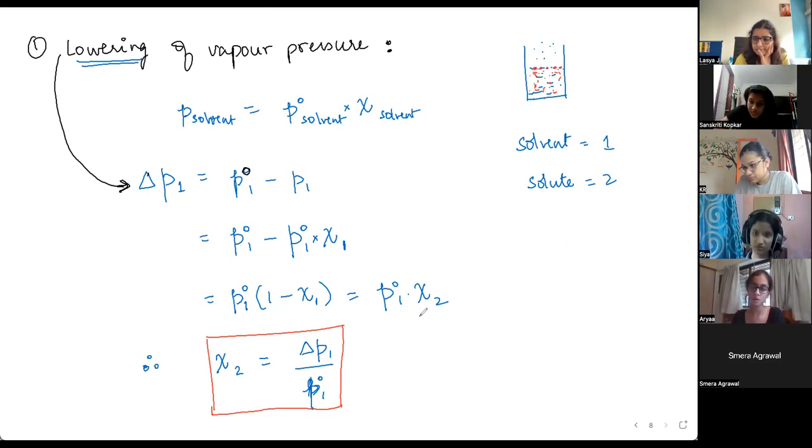So you found out how much of the solute is present in the mixture, right? Yeah. So this mole fraction is that of the solute.